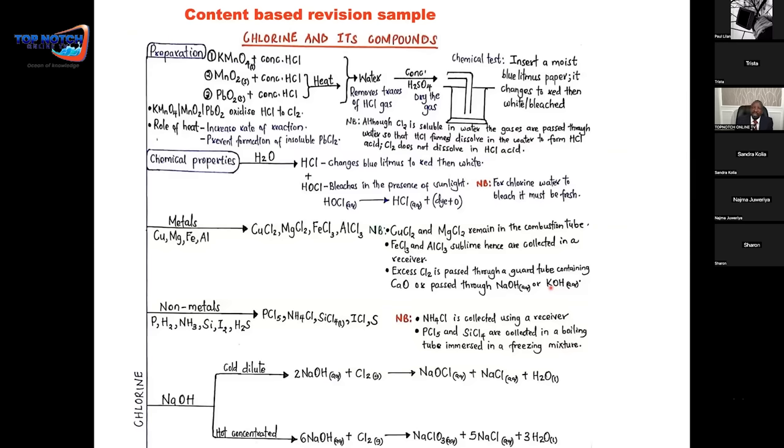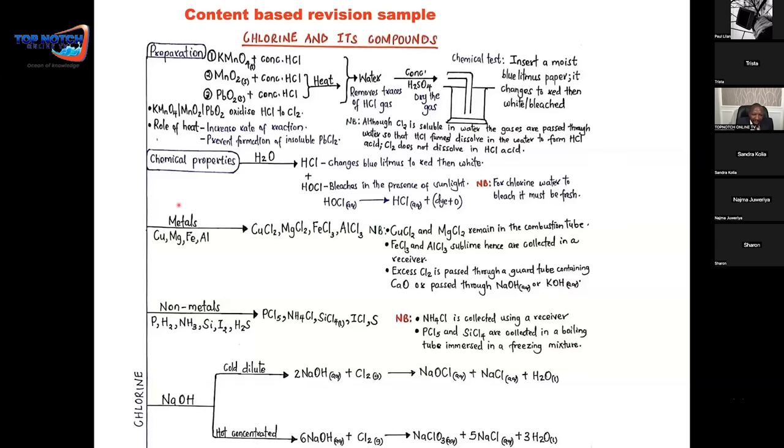We can also tell you to draw a diagram for preparation of magnesium chloride. You just pass the dry chlorine over heated magnesium in the combustion tube. And of course, you will get magnesium chloride, which will remain in the combustion tube. It cannot be collected in a receiver because it does not sublime.